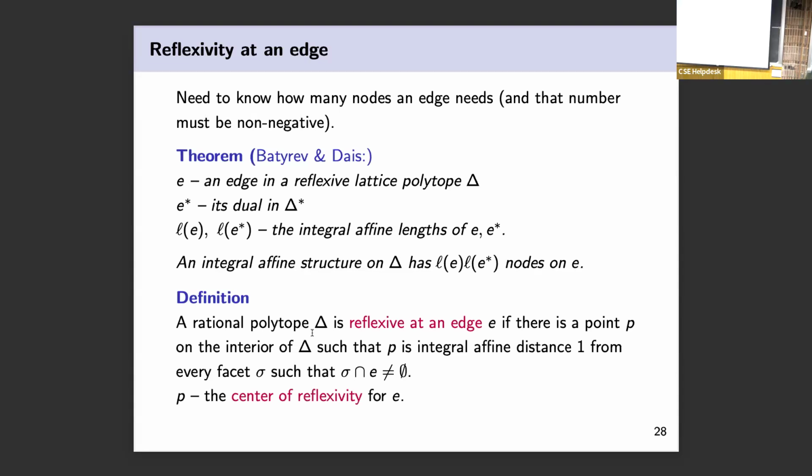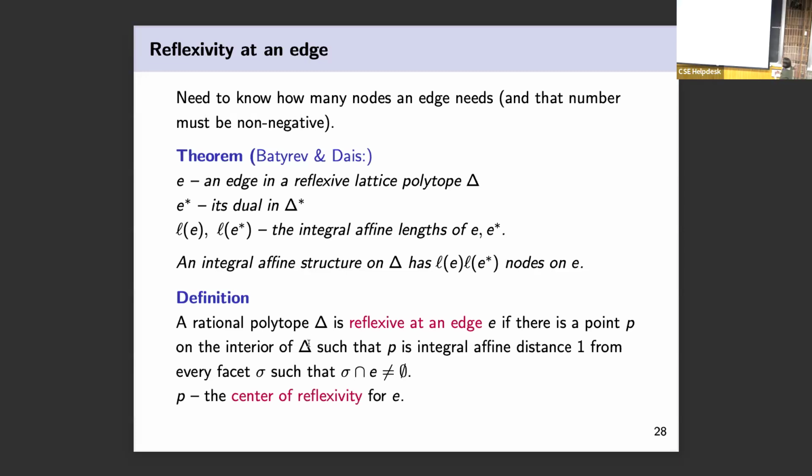So if you're working with a Delzant polytope, the length you can make any length you want, right? But let's just say a polytope is reflexive at an edge, not just at a vertex but an edge, if there's a common point that is lattice distance one away from all the facets that have non-empty intersection with that edge. And it's basically saying it's also for the two vertices together. And that point will be the center of reflexivity.